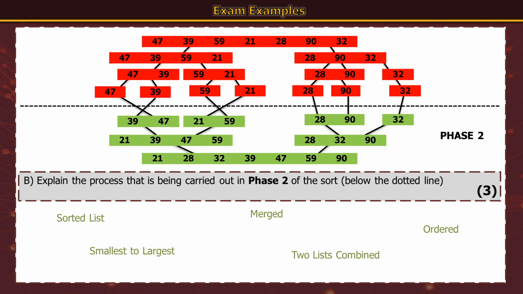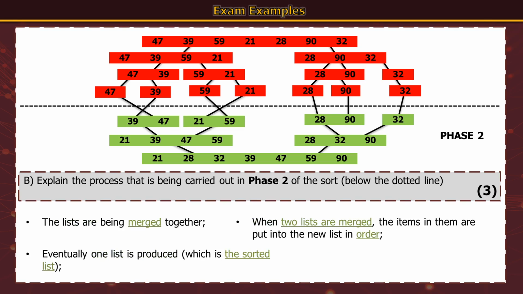I'm now going to show the answers. Pause if you want to have a go first. The list is being merged together. Well, that's true, isn't it? Because here, look, we started off with individual items and then we began to merge them. And then here, look, we merged and merged till we ended up with 1 list. So they're being merged together.